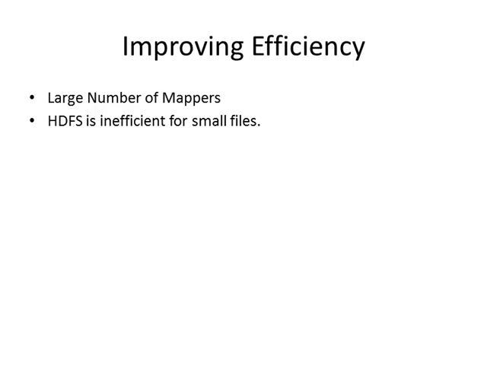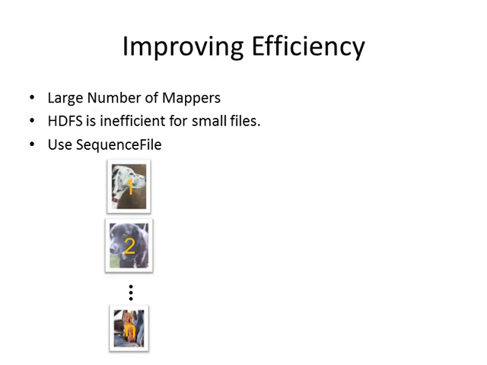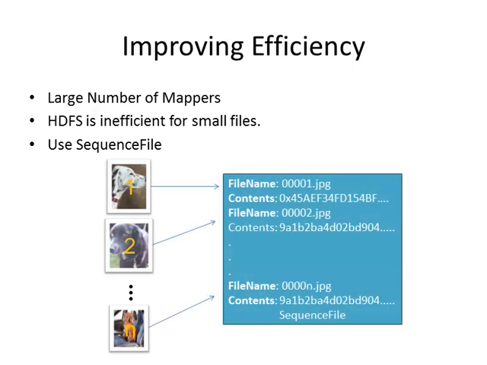Hence, to speed up the computation, there should be some way to combine multiple files into a single file. Hadoop makes available a special format called sequence file, which can be used to combine multiple files into a single file. Hence, a sequence file that contains all the images to be processed can be created using the tools in Hadoop.